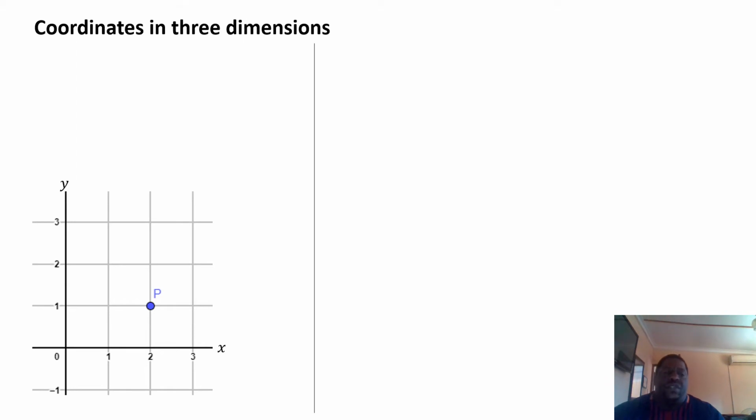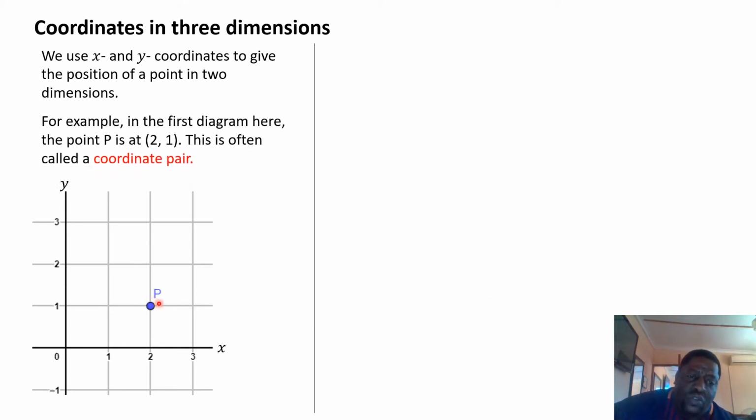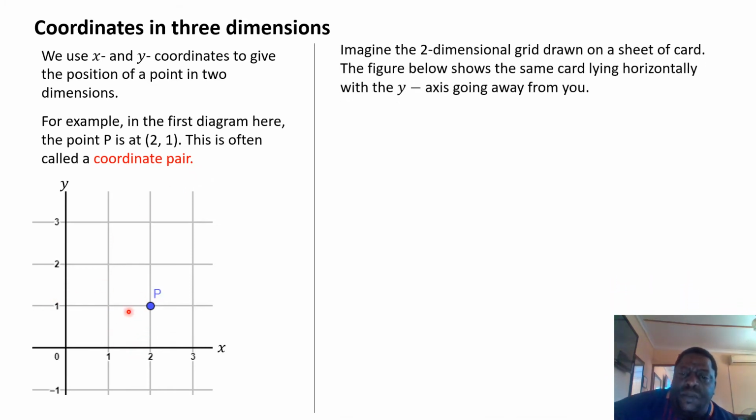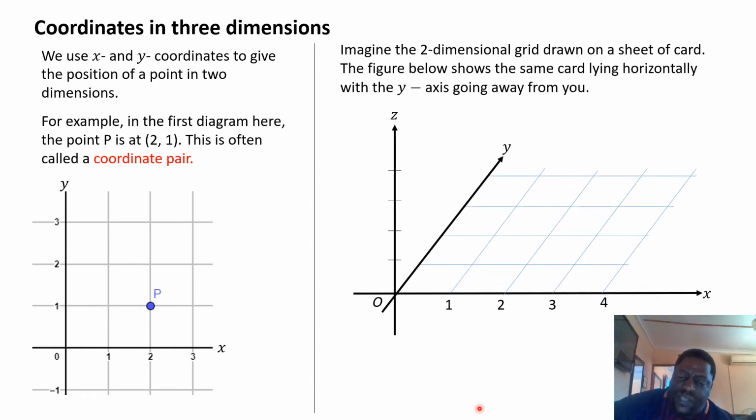Right, so the coordinates in 3 dimensions, very important. We use the x and y coordinates to give us the position of a point in 2 dimensions. So, for example, this point P will be the point 2, 1. So this is a coordinate pair. It's very easy. But if we imagine this two-dimensional grid, let's say it now goes flat. So there's going to be another axis that comes up now. It's very difficult to represent this on a two-dimensional flat surface like this. But you see where my point x, y is now. So the point is now there.